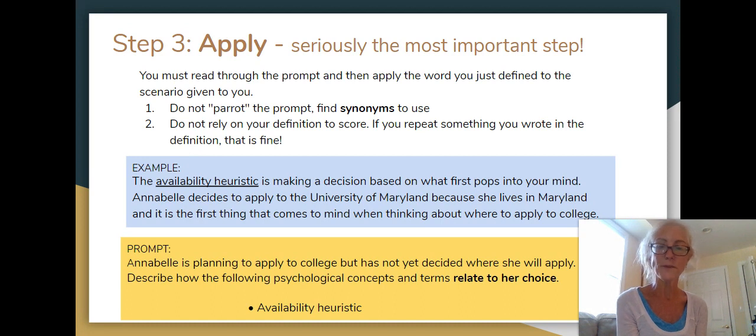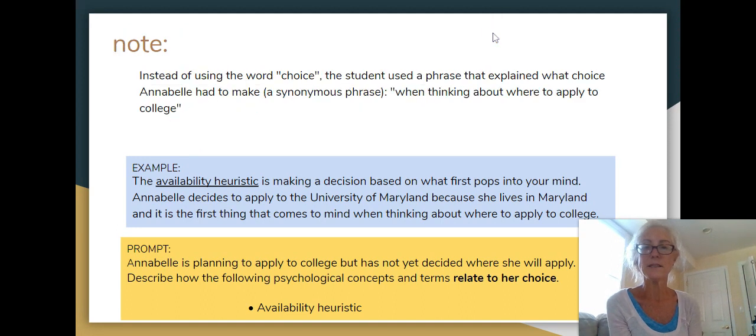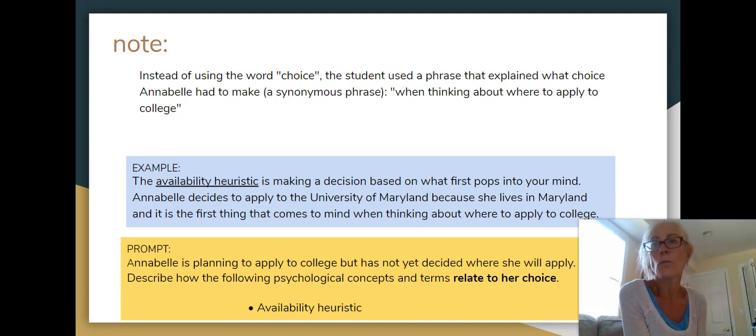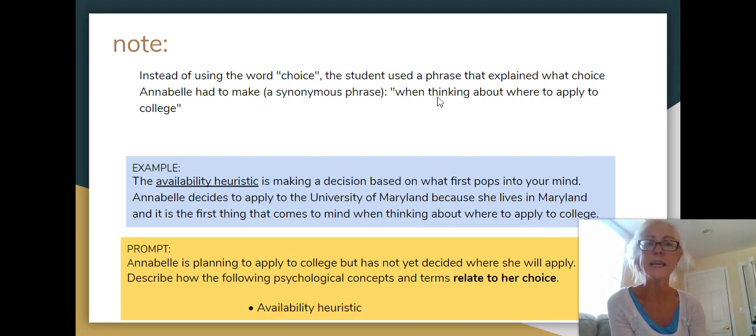Wow, that's pretty much perfect. I wrote it, so it is perfect. But again, I did not use the word choice or choose. I came up with a synonymous phrase. In this case, when thinking about where to apply to college, instead of using the word choice. So that is really important that you go back and you make sure that you do not parrot the prompt. You need to come up with an example of a choice that she's making. In this case, deciding where to apply to college or thinking about where to apply to college.